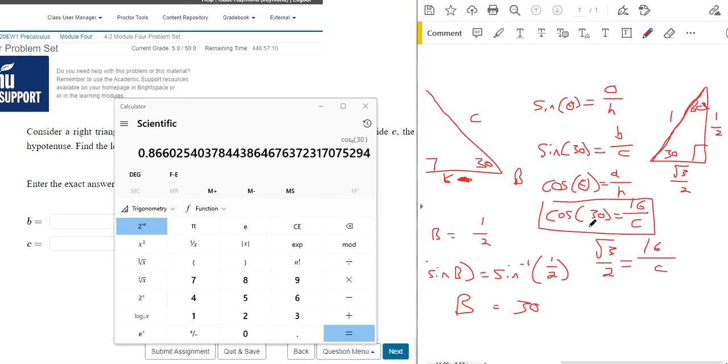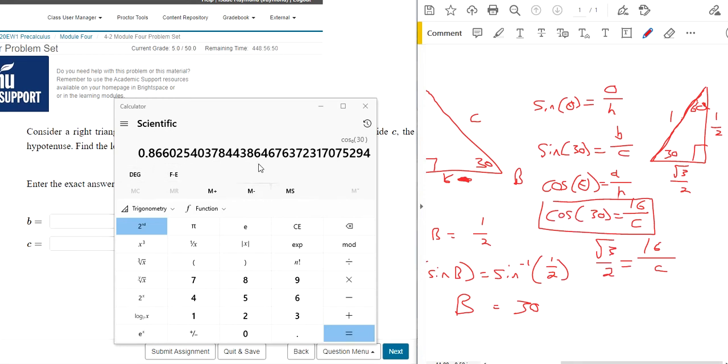Okay, so again, cosine 30, that's something you could memorize too. Cosine of 30 is always going to be square root of 3 over 2. Sine of 30 is always going to be 1/2. Cosine of 60 is 1/2. Sine of 60 is square root of 3 over 2. Those are just some trig values you could memorize. But that's what they mean when they say the exact values. Okay, it's got to be this.